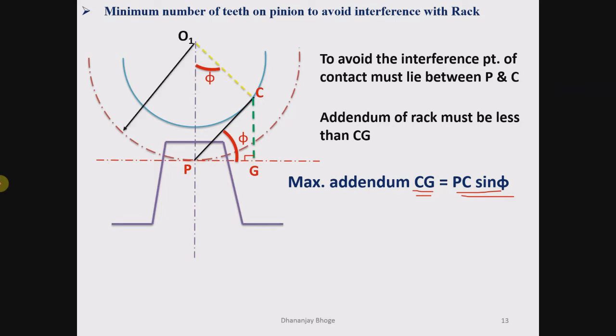Now what is the radius of the pitch circle of the pinion? Let us mark the radius of the pitch circle as small r. So go to the diagram and show the radius of the pitch circle of the pinion as small r. Now we will express this PC in terms of r.